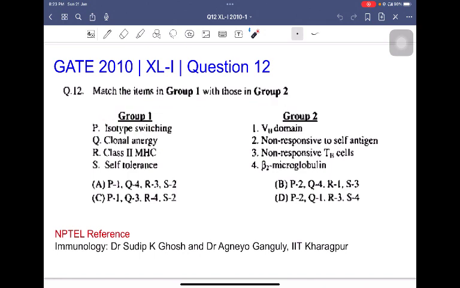In group 1, the items are P, isotype switching, Q, clonal anergy, R, class 2 MHC, and S, self-tolerance. In group 2, the items are 1, VH domain, 2, non-responsive to self-antigen, 3, non-responsive TH cells, and 4, beta 2 microglobulin. For more information, you can follow this NPTEL course, Immunology.